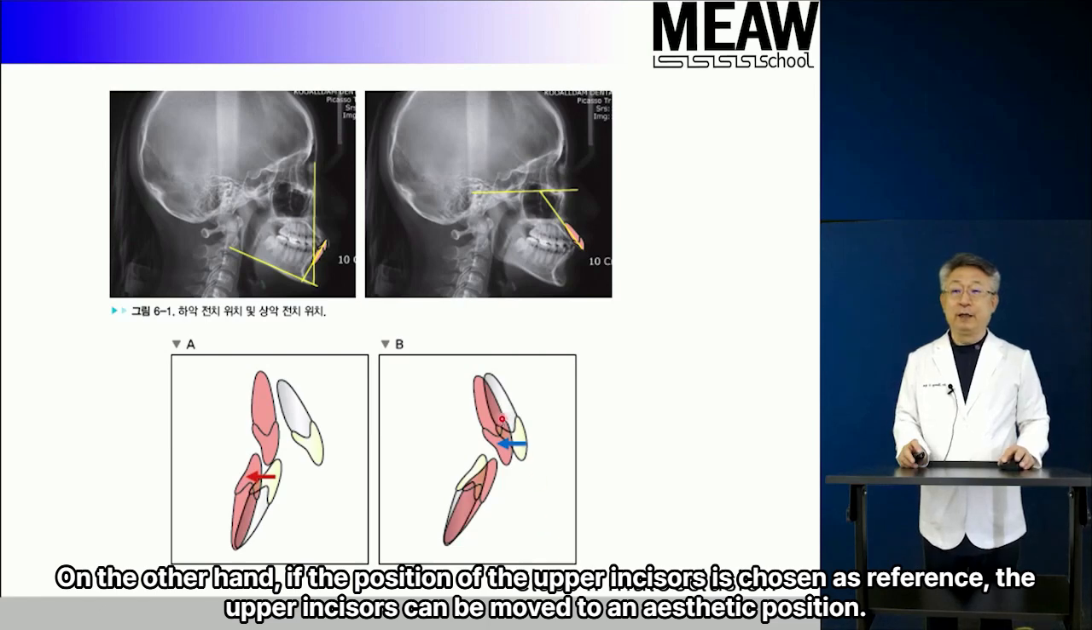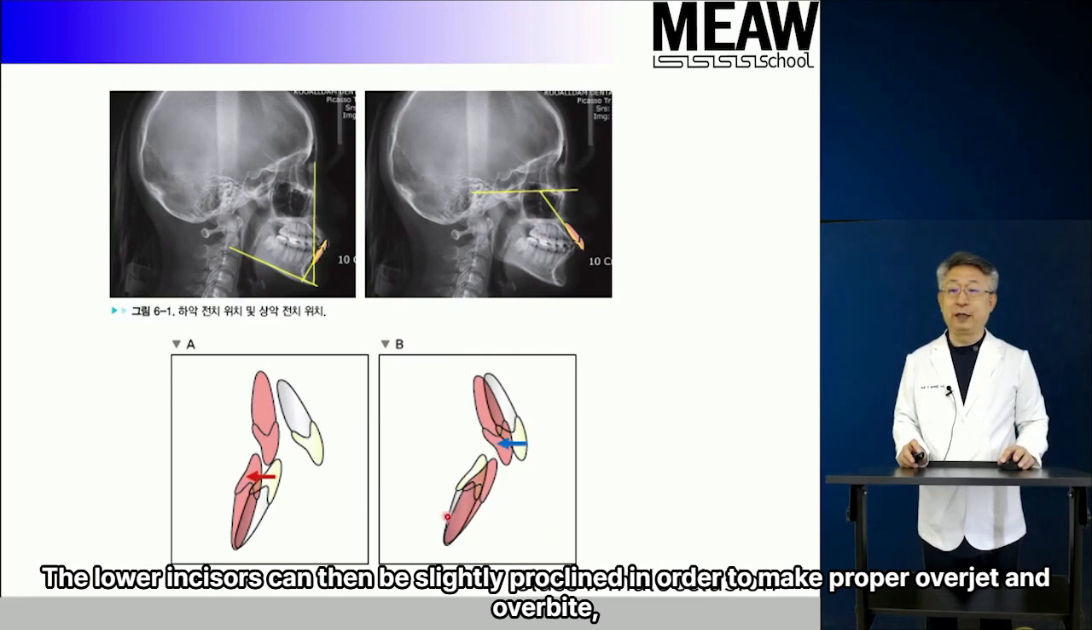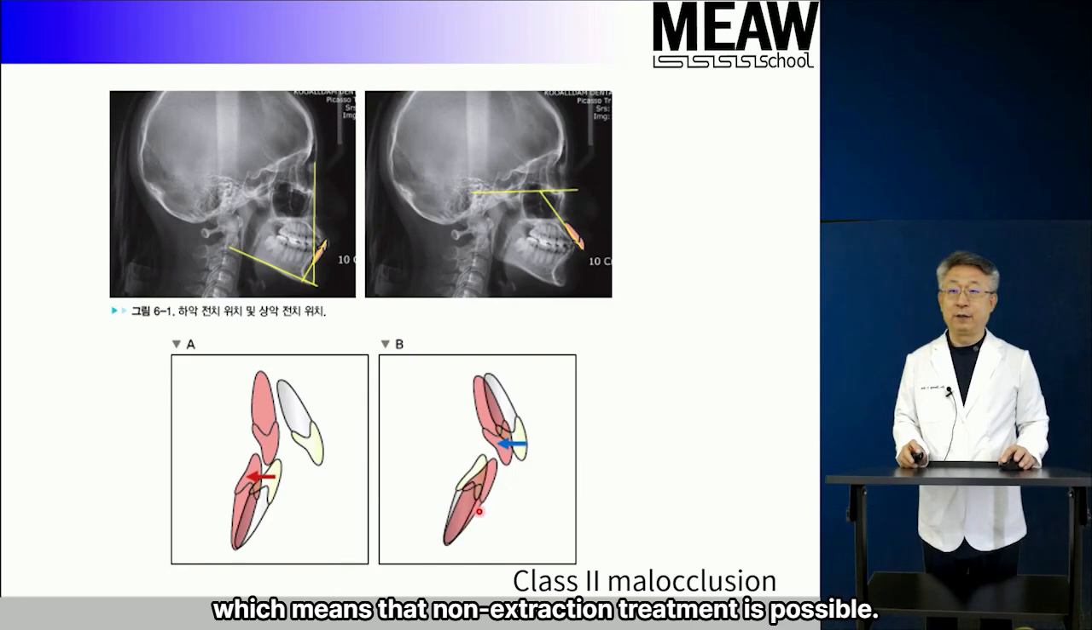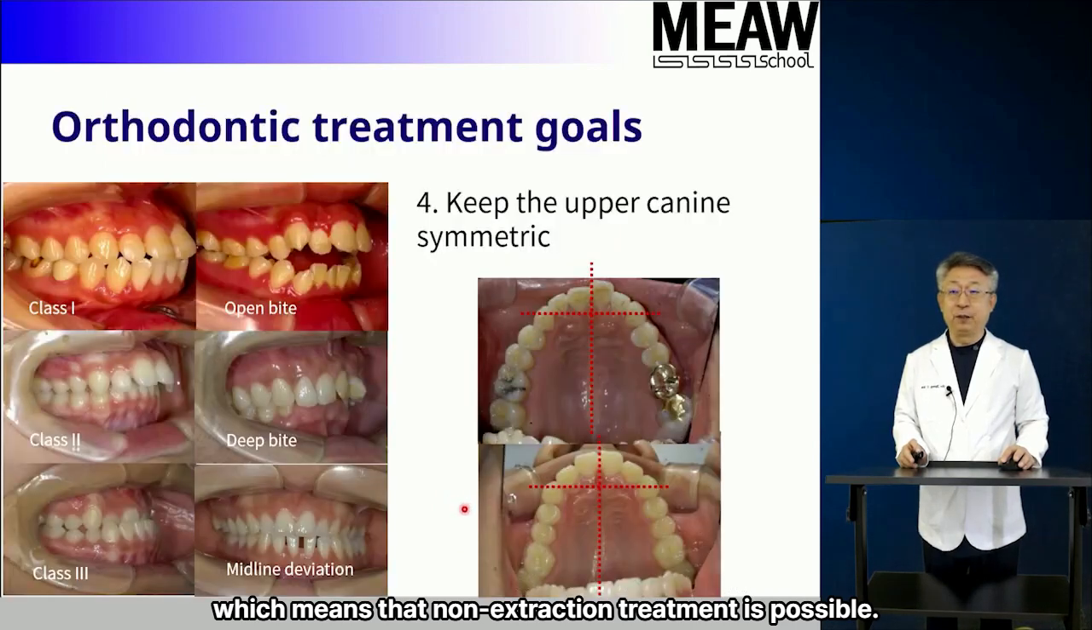On the other hand, if the position of the upper incisors is chosen as reference, the upper incisors can be moved to an aesthetic position. The lower incisors can then be slightly proclined in order to make proper overjet and overbite, which means that non-extraction treatment is possible.